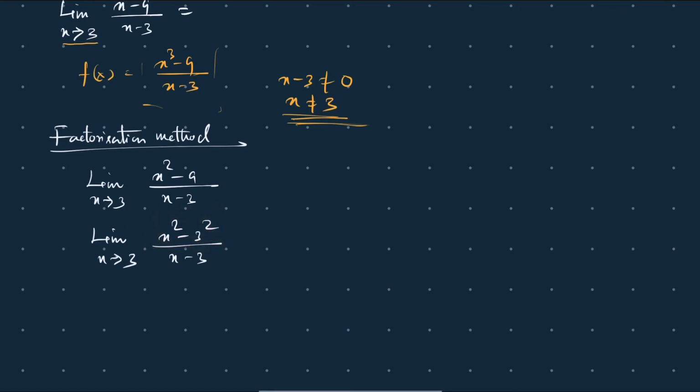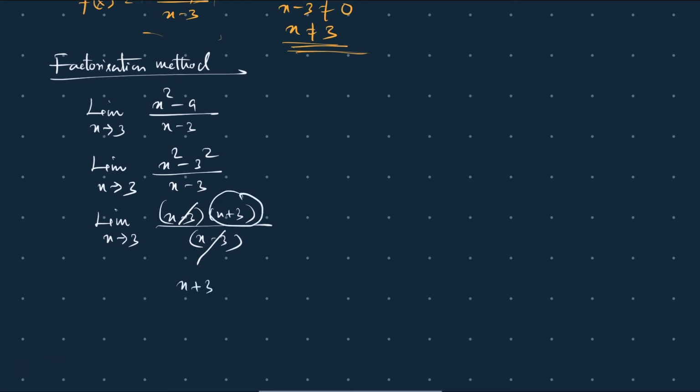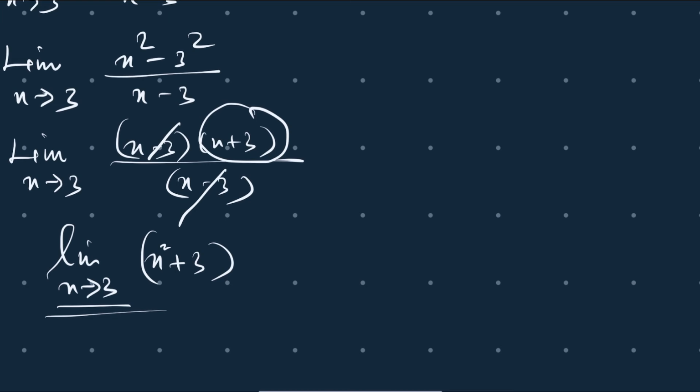So we are going to use the algebra that we have learned in our high school, that is a square minus b square. So x square minus 3 square is going to be x minus 3 into x plus 3, right? So we are going to write here the limit as x tends to 3 of x minus 3 into x plus 3 by x minus 3, and this x minus 3 and this x minus 3 will cancel out each other, so the remaining is only x plus 3. But here x tends to 3, so we are going to write this 3 here. This is equal to 3 plus 3, which is equal to 6. So the limit value is 6.